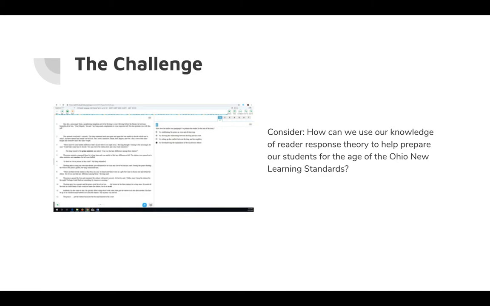The challenge then, and this is just a challenge, I don't have an answer for you because that's the whole point of this class, is how can we use our knowledge of reader response theory to help prepare our students in this age of Ohio's New Learning Standards? So I have here a copy of a typical question from the 5th grade ELA section, and you can see that these questions are asking things like, what is the function of a word or phrase in paragraph 3? So how do we navigate between what we know about the personal nature of reading and what we know about the academic demands of reading?